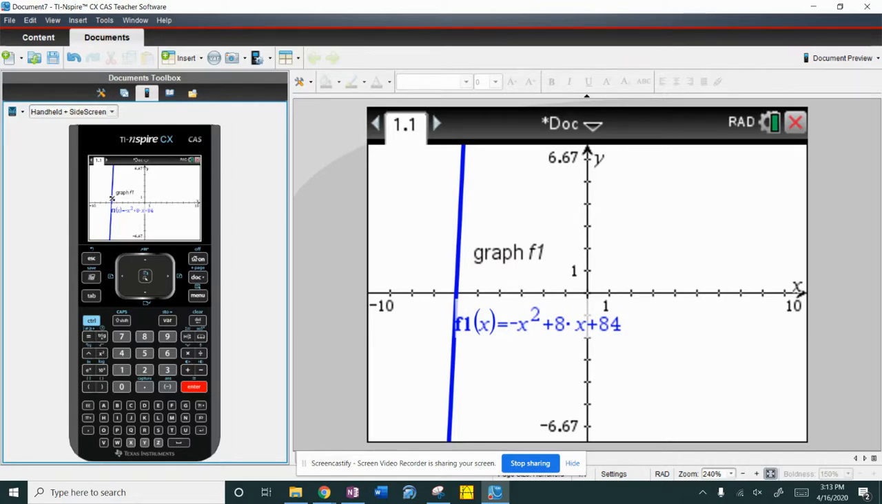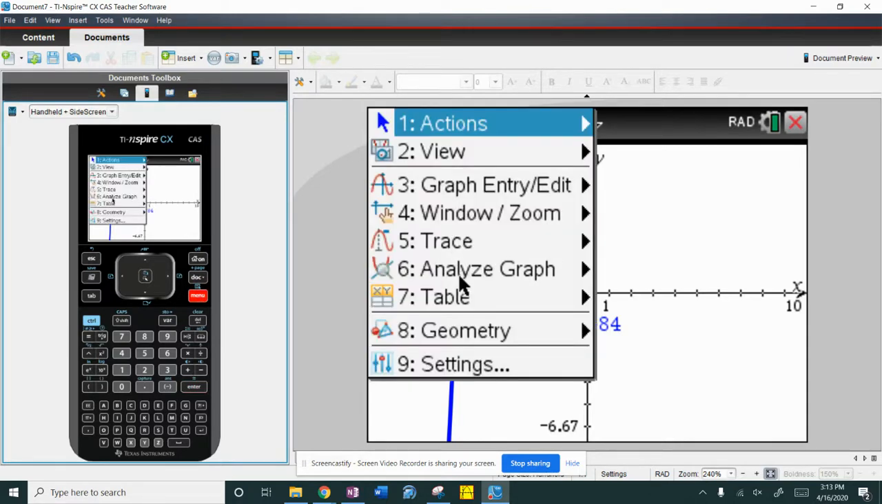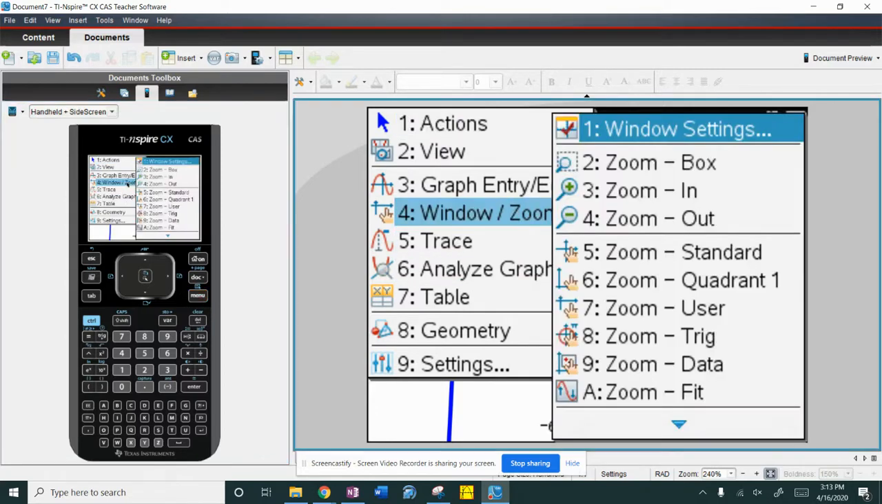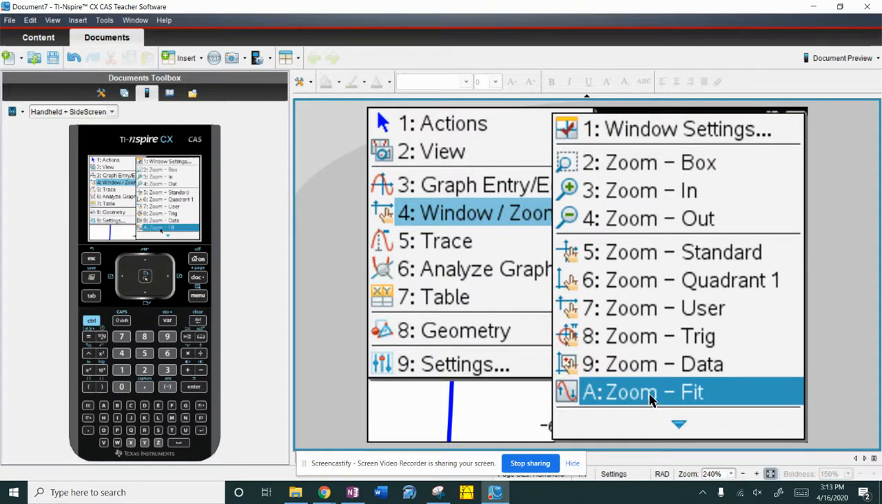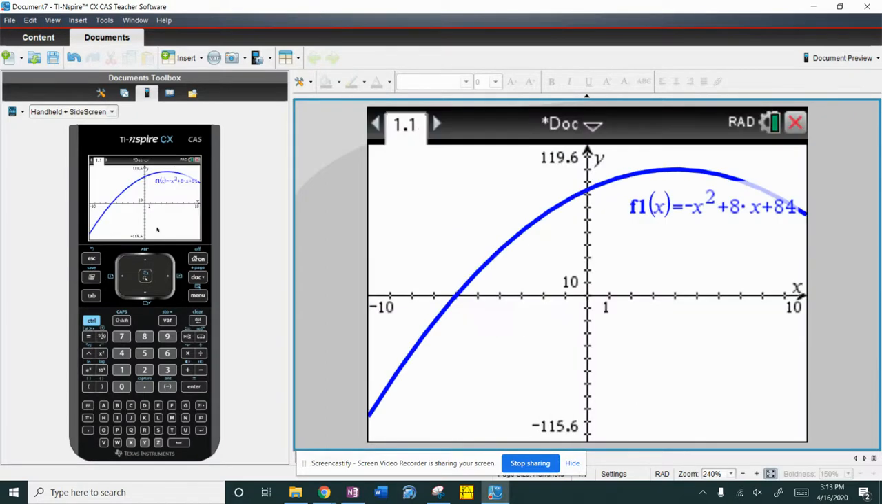So I'm going to change the window on the graph so that we can see more. The first thing I'm going to try is to go to Menu, to Window, and all the way down at A, which is called Zoom Fit. Now look at what that did. I can see the vertex up here. I can see one of the places it crosses the x-axis here. We can't see the other one. So the other thing we need to change, it looks like, is my x maximum.